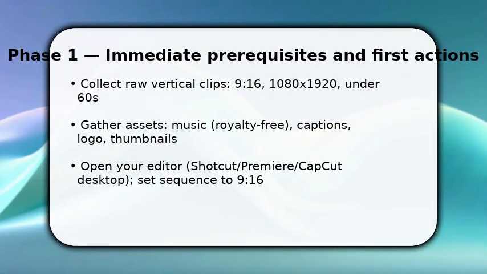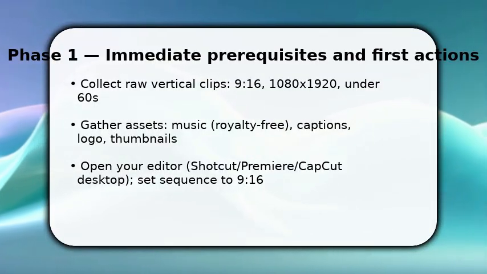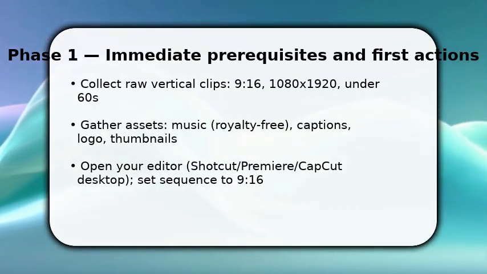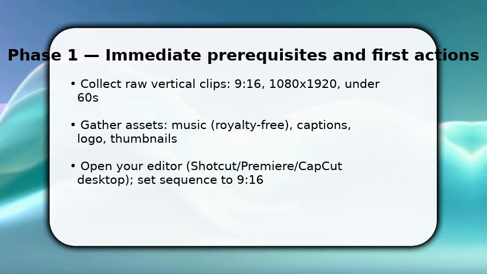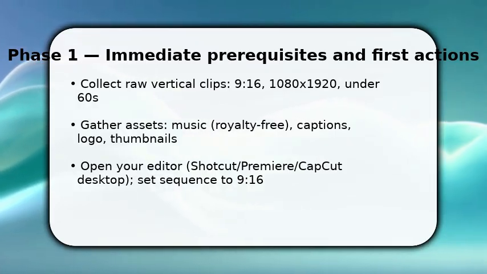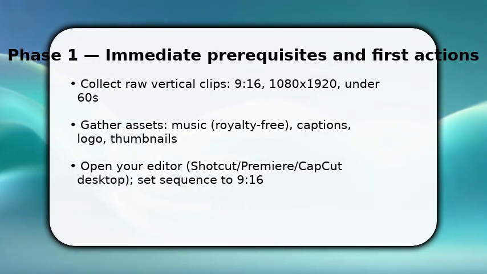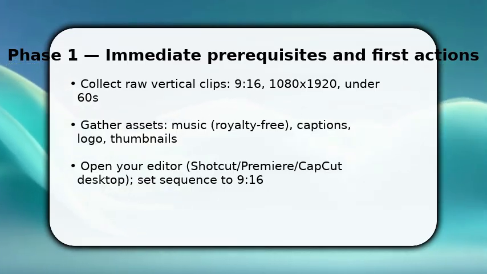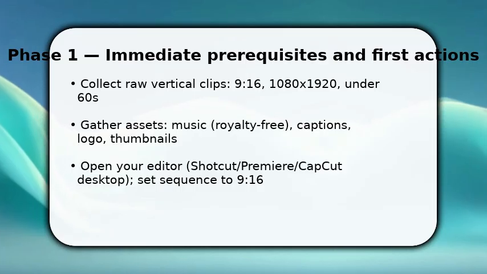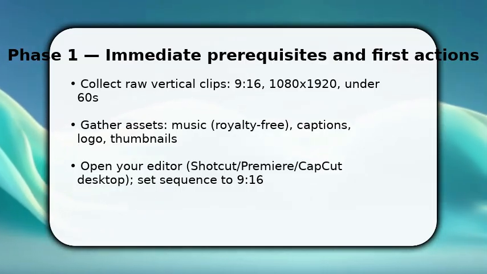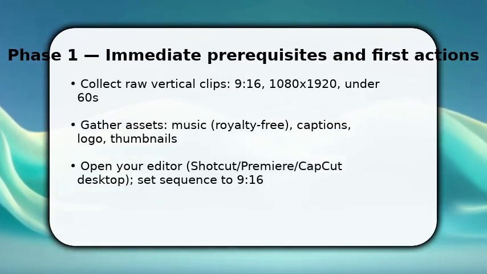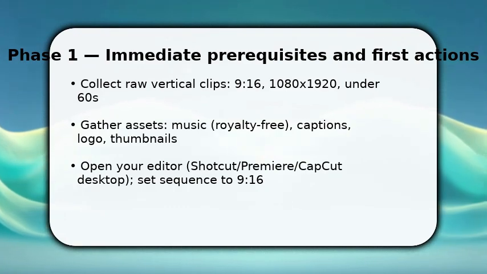You start by assembling everything you'll need. This saves time later. Import vertical clips, audio, and images into your editor, then create a 9:16 sequence at 1080x1920 and 30 fps. This matches YouTube Shorts requirements. Once done, trim unusable footage and mark key moments with in/out points so you can jump straight to the best bits. Make sure to name files clearly. Consistent naming prevents confusion when you have many takes.